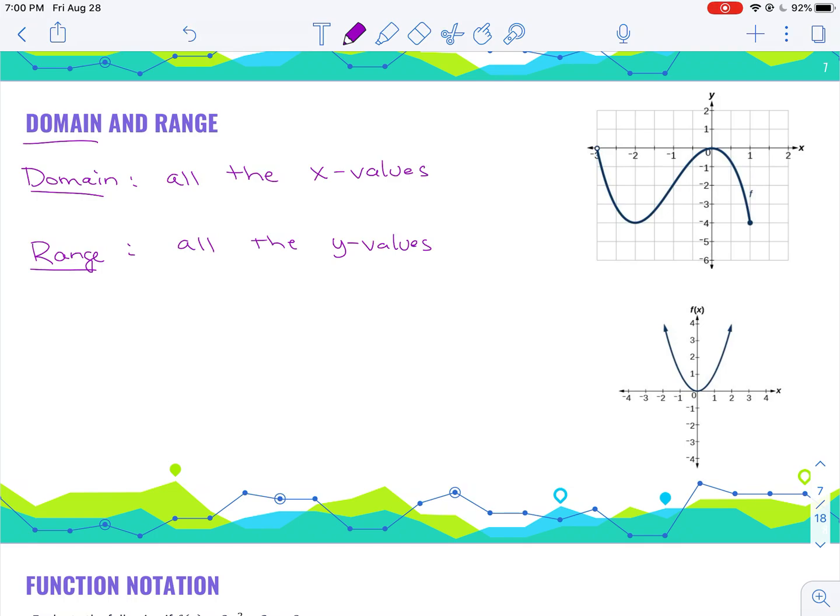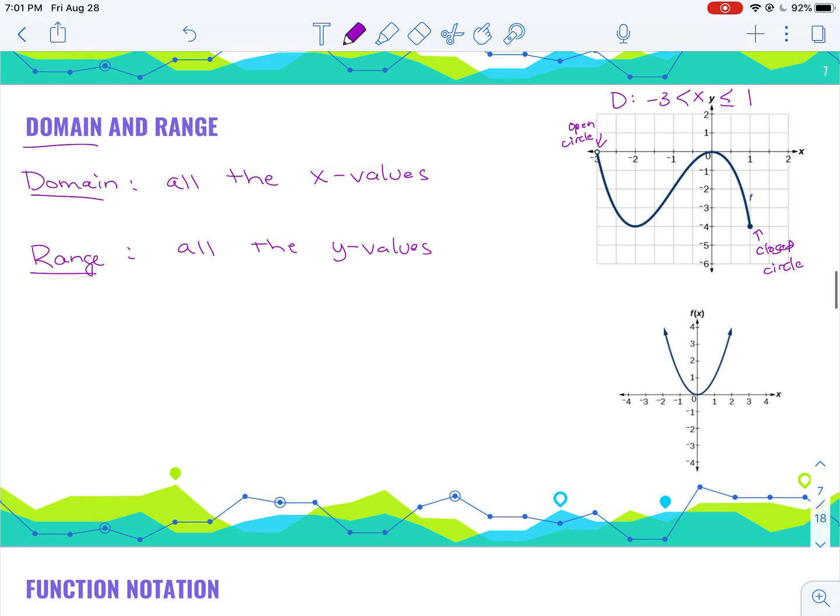So for this picture right here, the domain is every x value that this takes on. Notice it starts at -3, but since that's an open circle, it can't equal -3. So x is going to be greater than -3, but then notice the x values stop at 1, and this is a closed circle, so that means that it can equal 1. So x is going to be between -3 and 1.